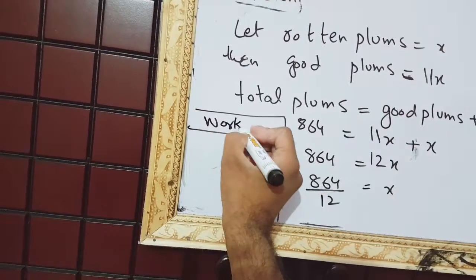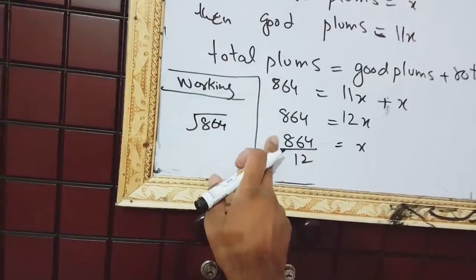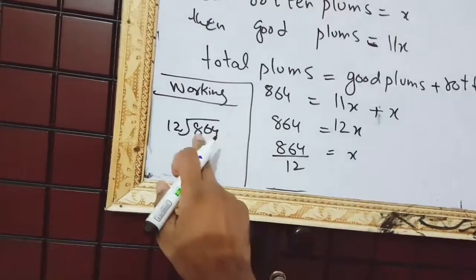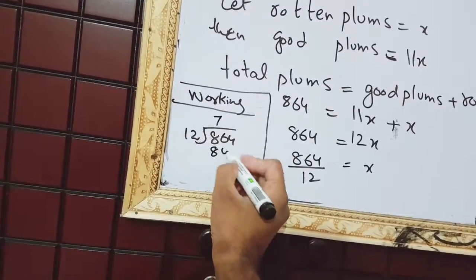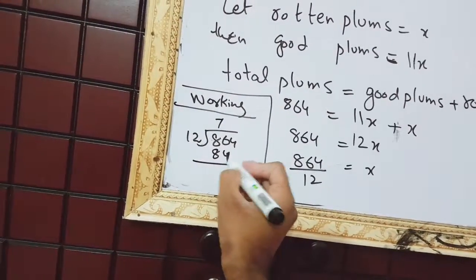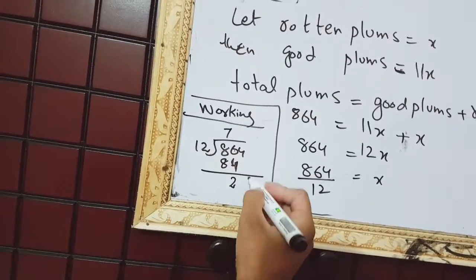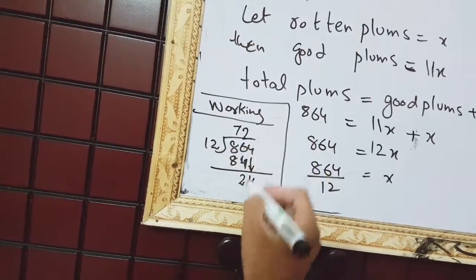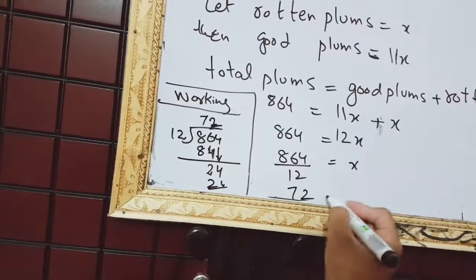Working: 864 will be divided by 12. Top inside, bottom outside. 12 7s are 84. You should be expert in the tables. 6 minus 4 is equal to 2, and 4 will be brought down. 12 2s are 24. So 72 is equal to x.